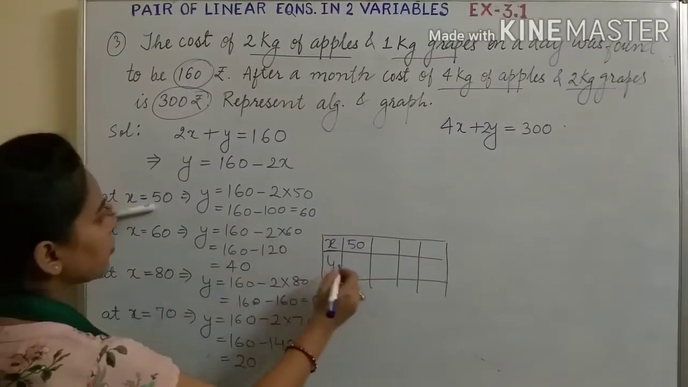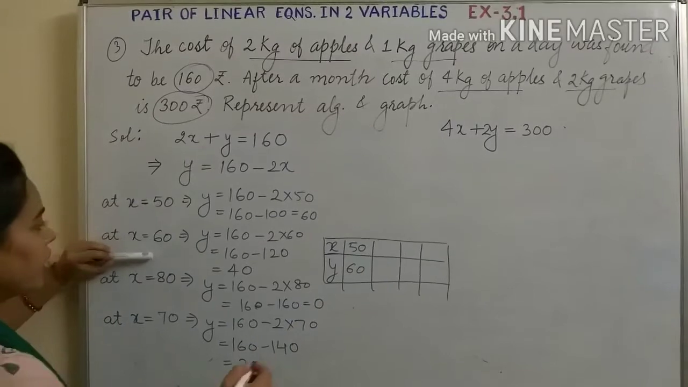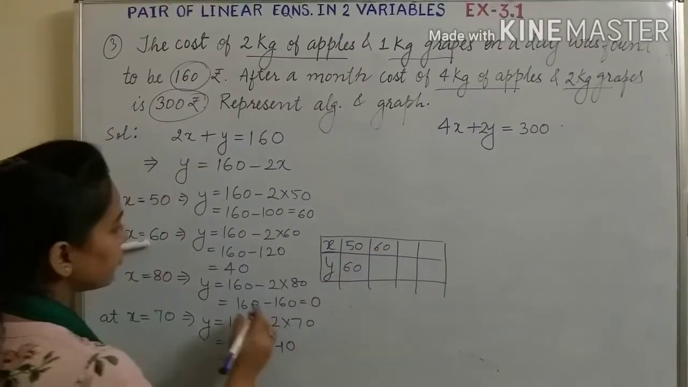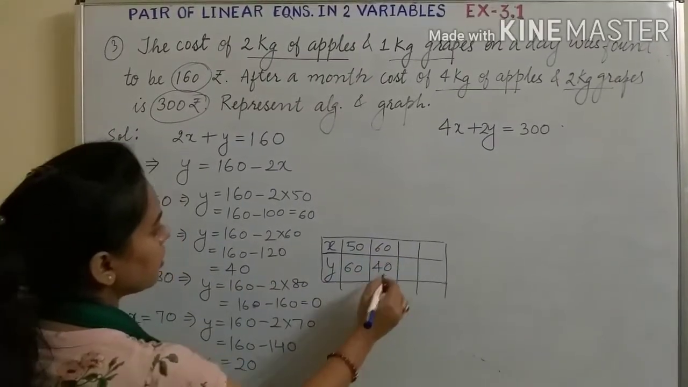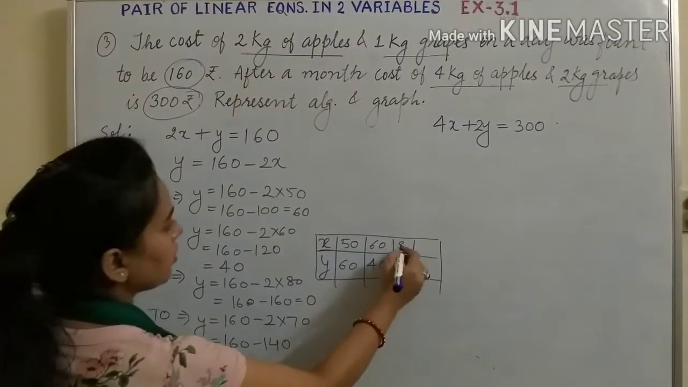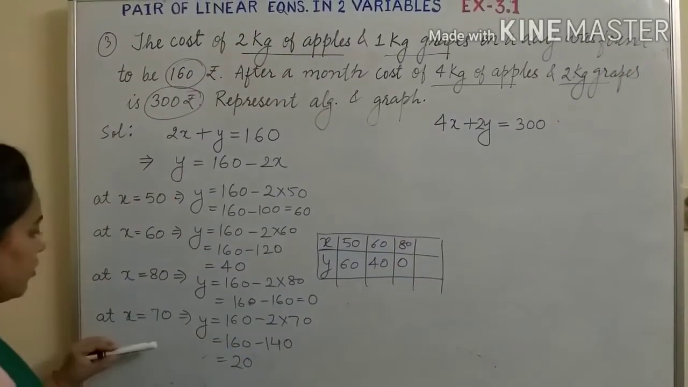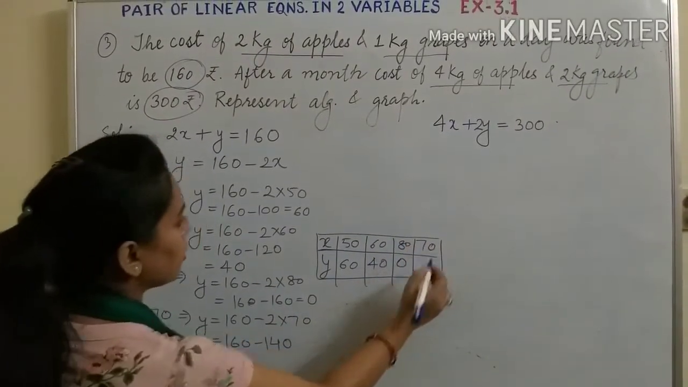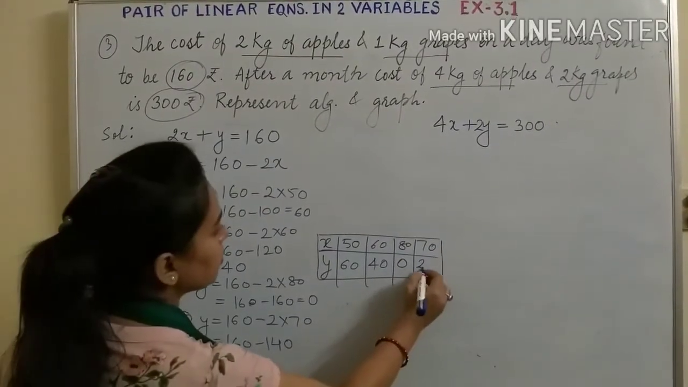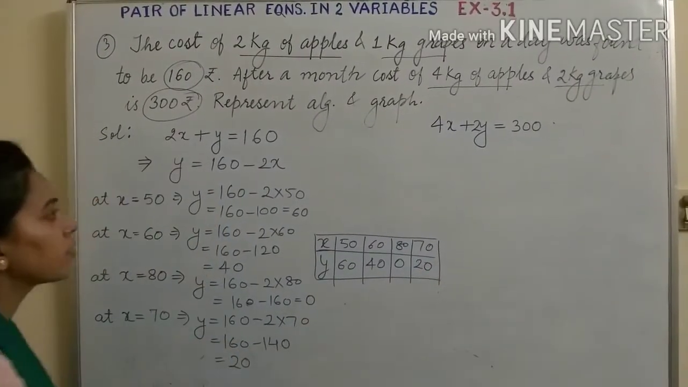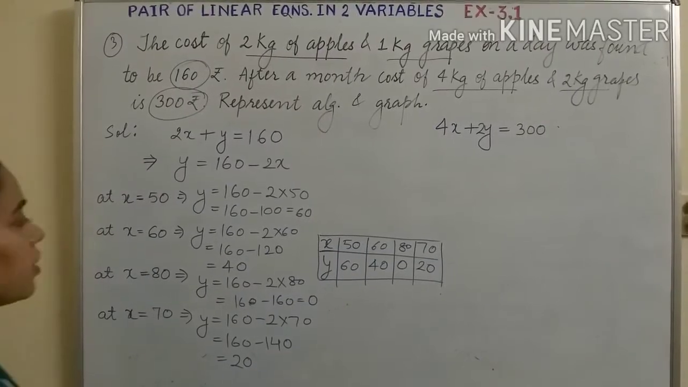For x 50, y is 60. For x 60, y is 40. For x 80, y is 0. For x 70, y is 20. Now let us solve the second equation.